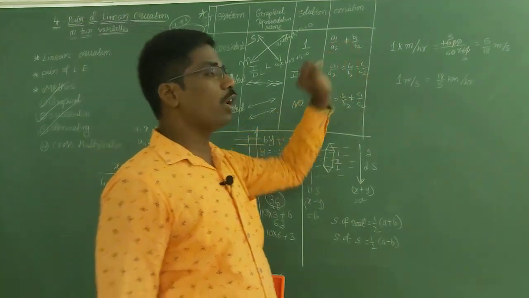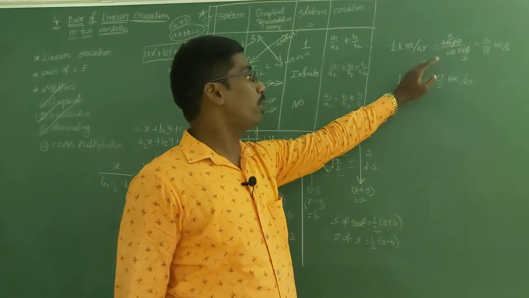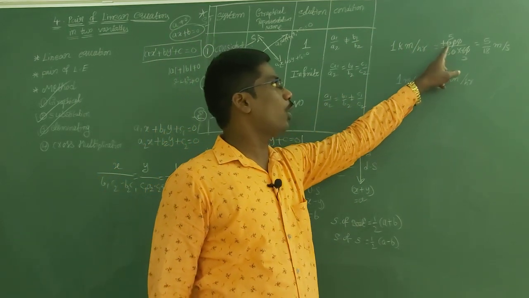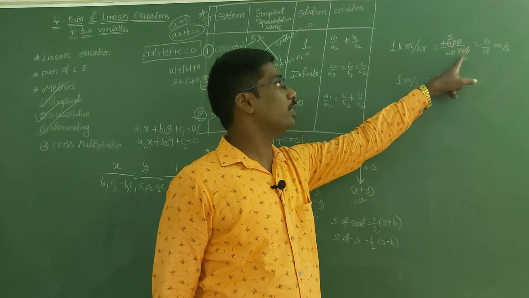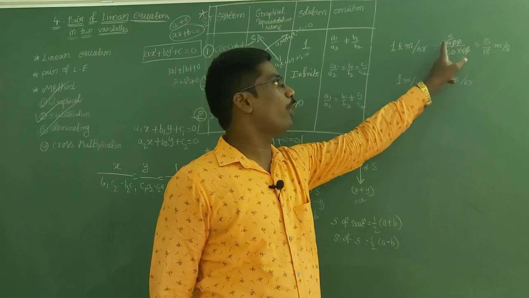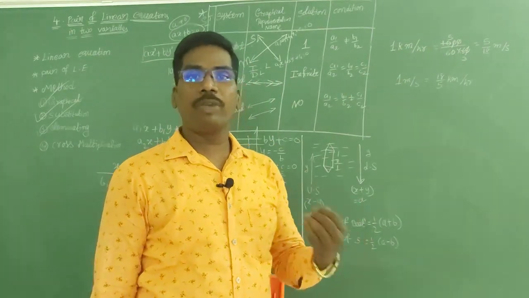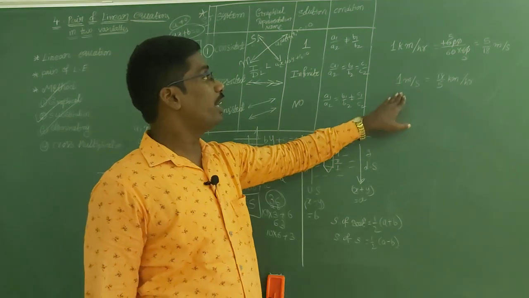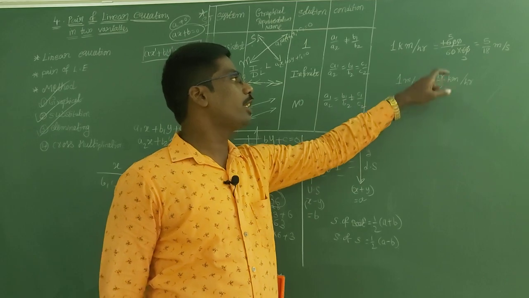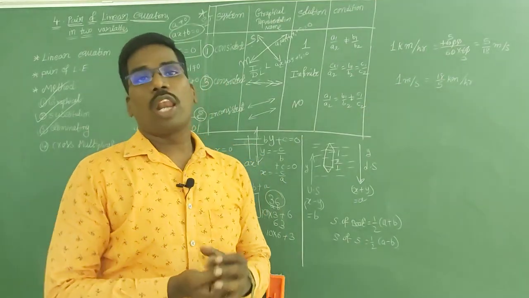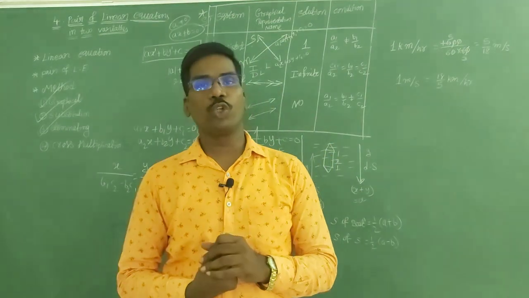And also one more important thing is, 1 kilometer per hour is equal to 1 kilometer means 1000 meters by 1 hour means 60 into 60. So the zeros cancel, and 2 threes are 6, 2 fives are 10, so 5 by 18 meter per second. 1 kilometer per hour can be written as 5 by 18 meter per second. 1 meter per second can be written as 18 by 5 kilometer per hour. So like this we can do any problem in pair of linear equations in two variables.